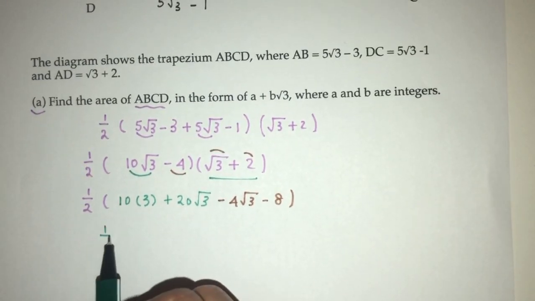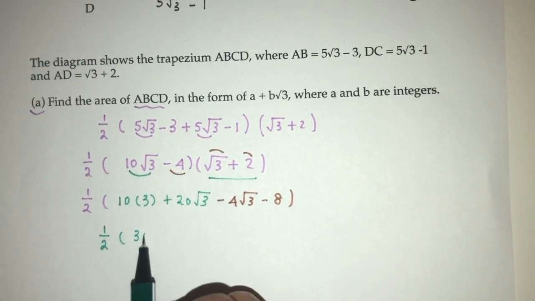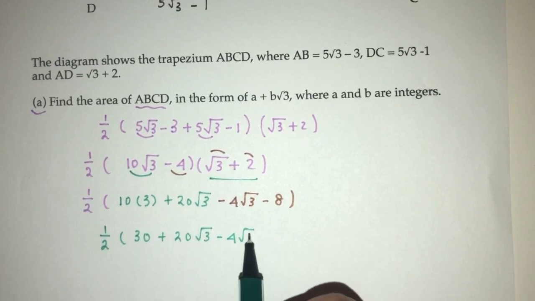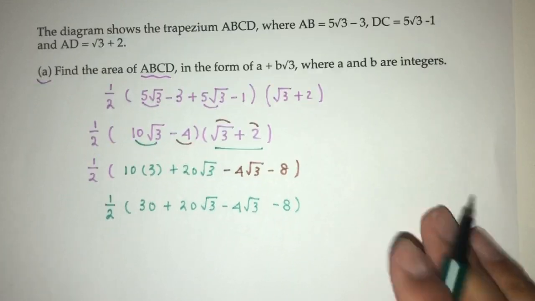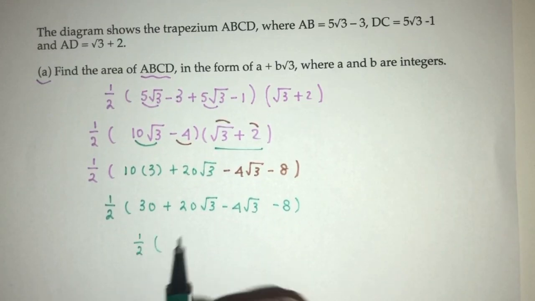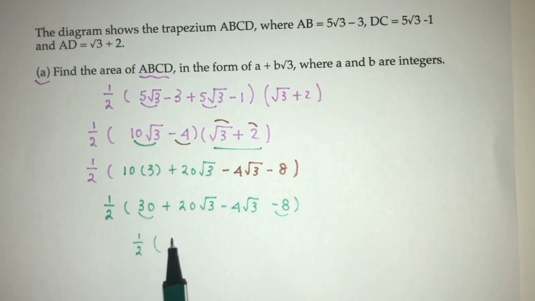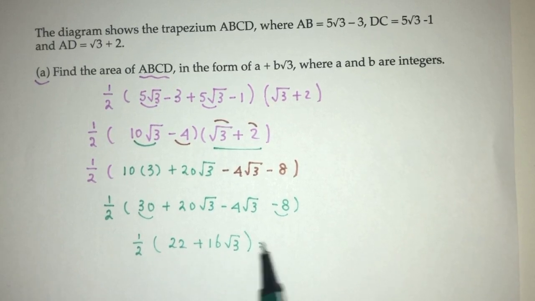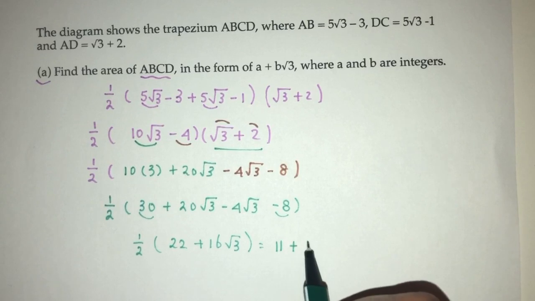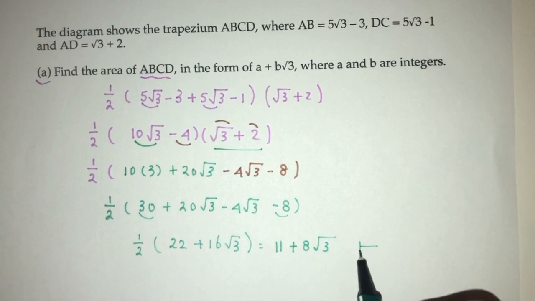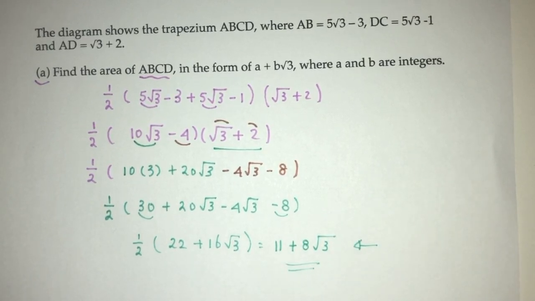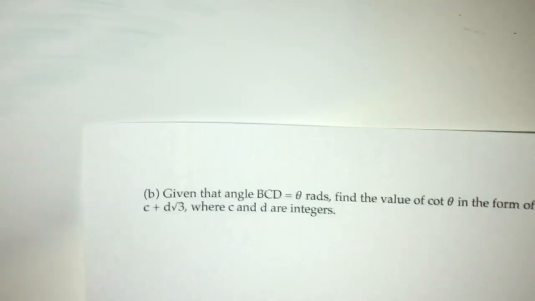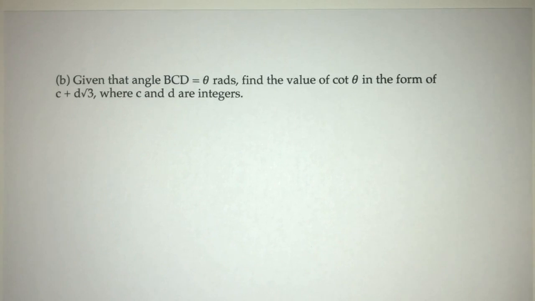You will have half, which is outside. That will be 30 plus 20 root 3 minus 4 root 3 minus 8. Simplify. You have half. That will be 30 minus 8, which is 22, plus 16 root 3. So in the end, that will be 11 plus 8 root 3. Okay, and that is your answer for part A of question 9. Let's move on to part B of question 9.